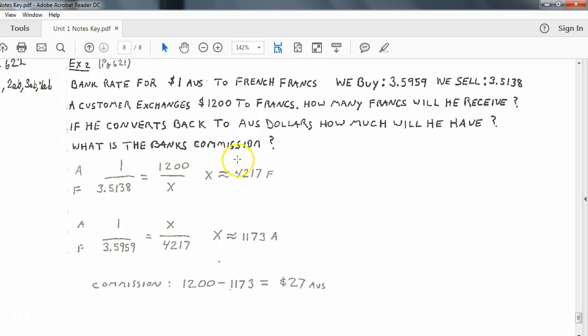So if I take a look, the guy started with $1,200. He now has this many dollars. That's what I need to subtract to see how much money he lost and how much money the bank made. So the bank made 27 Australian dollars.